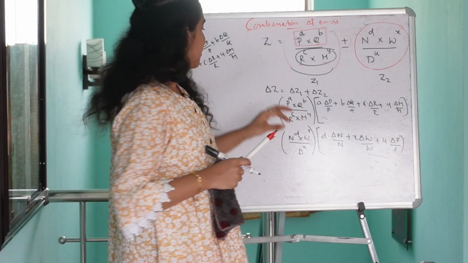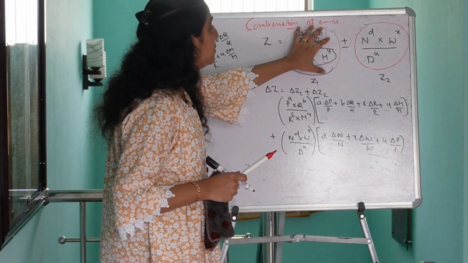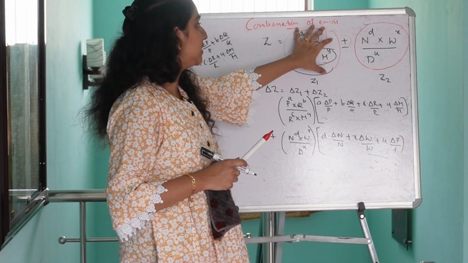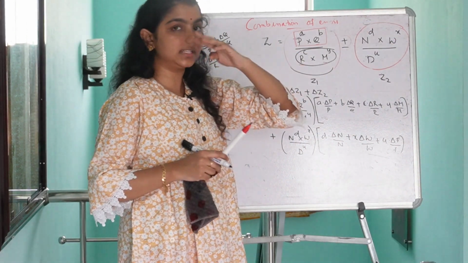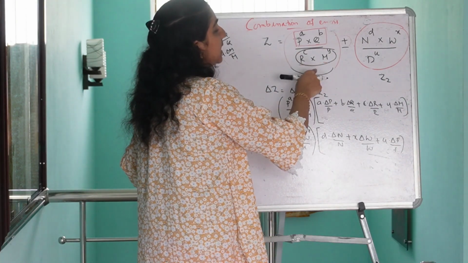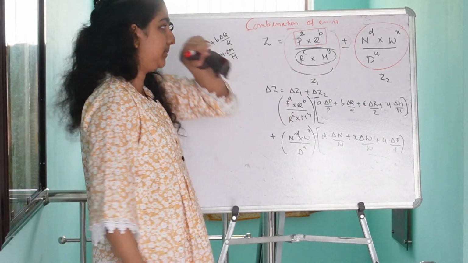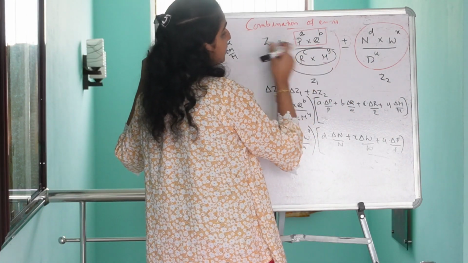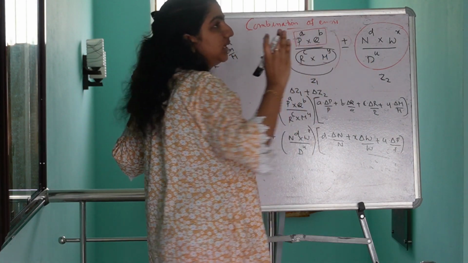Is it clear? So del z is equal to the absolute error in the first measurement plus the absolute error in the second measurement. Is it clear? So how do you find the absolute error in the first measurement and in the second measurement? I considered these two individual terms.